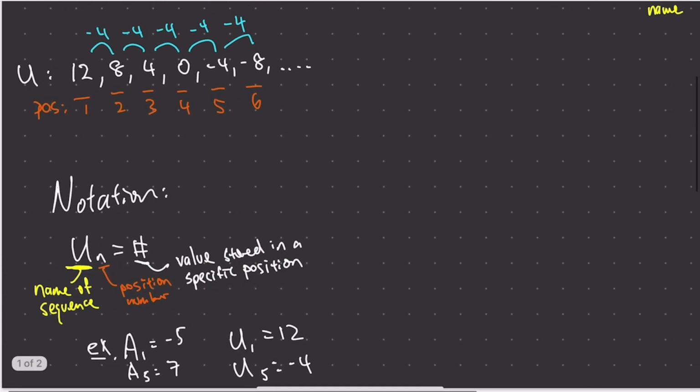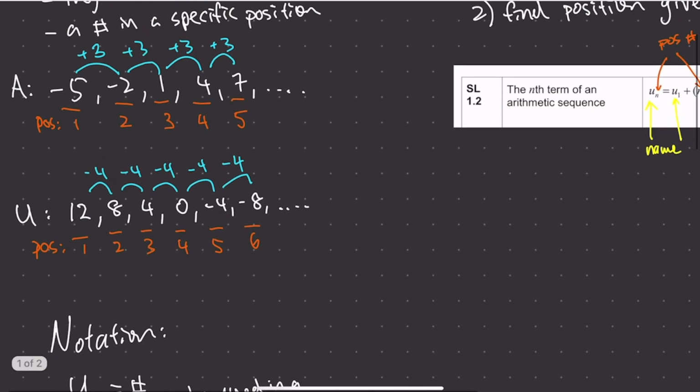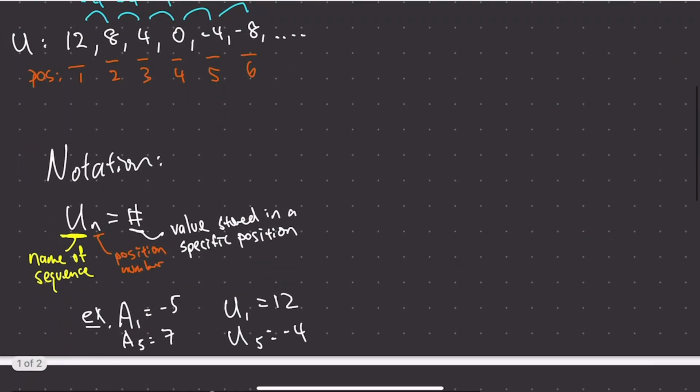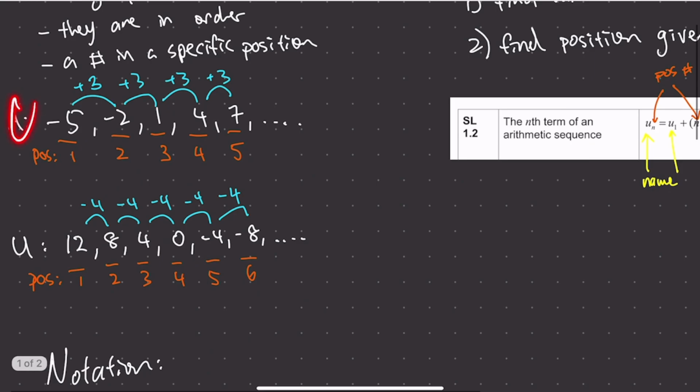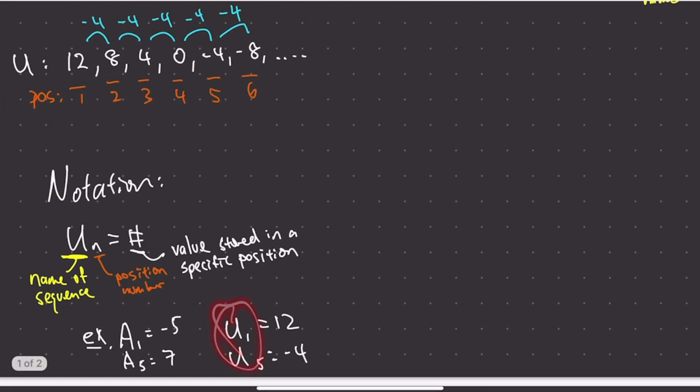To give you an example, let's say A1 means the sequence A, position 1, stores the value of -5. So if we look here, sequence A, position 1 stores -5. Sequence A, position 5 stores 7, and so on and so forth. Same for these two examples here.